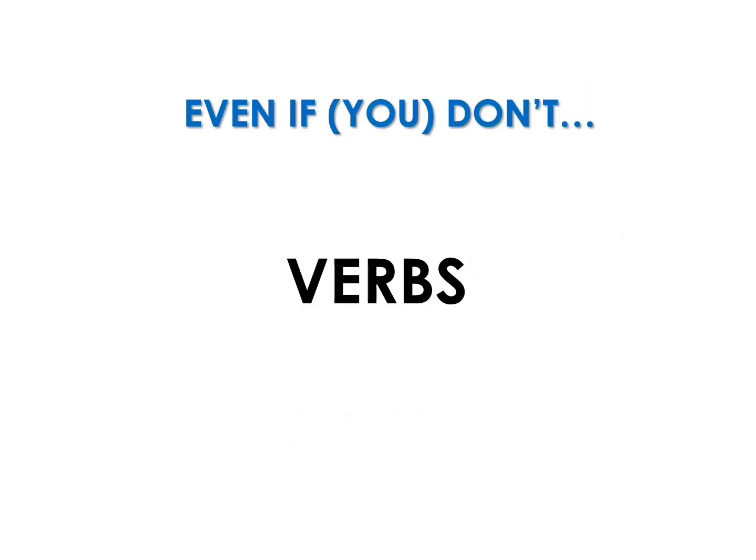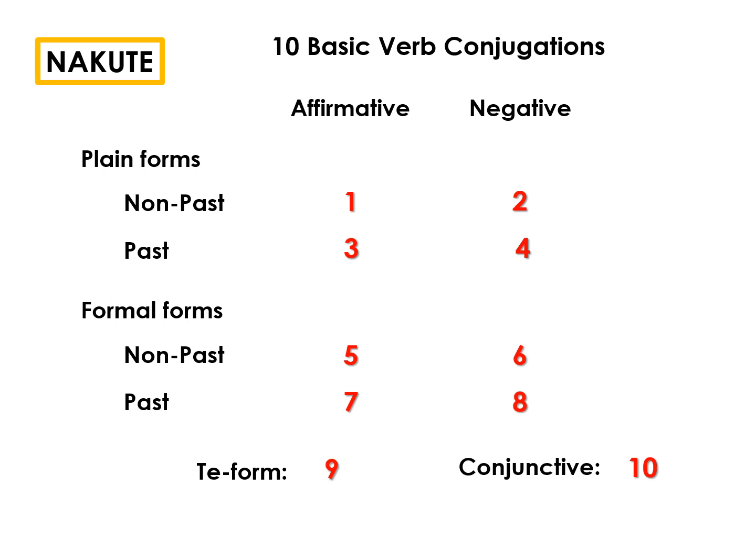Let's start with verbs. Verb nakutemo ii. If you recall the 10 basic verb conjugations, which we tackled in lessons 26 to 30 for each verb category, the conjugation we use for you don't have to is the nai form of the verb.